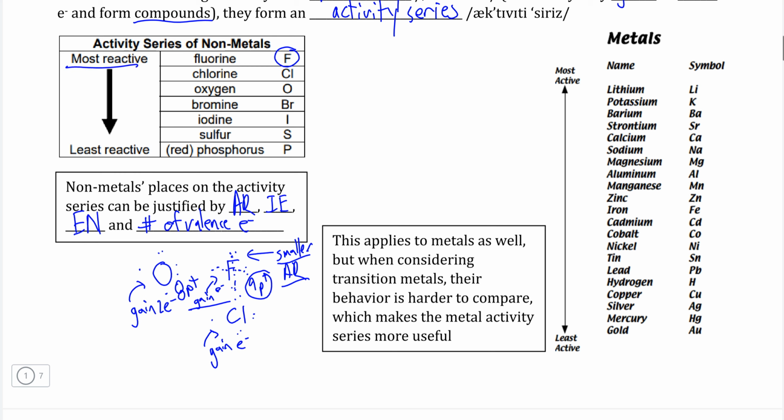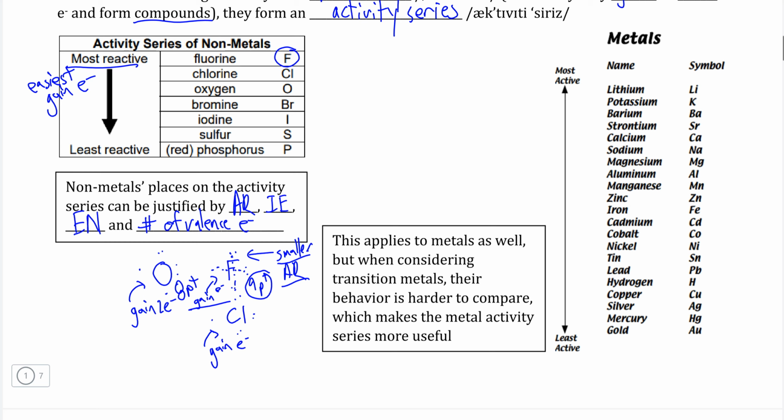And when we talk about nonmetals, when we say most reactive, we can simplify this by saying that the higher an element is on this activity series, the easier it is at gaining electrons, meaning that fluorine is the easiest element to gain an electron, whereas all the way down, even below phosphorus, would be an element like carbon that basically neither loses nor gains electrons at all.